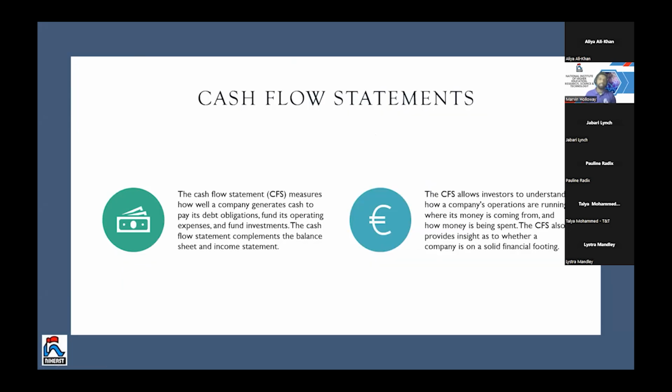So cash flow statements, or CFS for short, measure how well a company generates cash to pay its debt obligations, or in some cases its liabilities, fund its operating expenses, and fund investments.